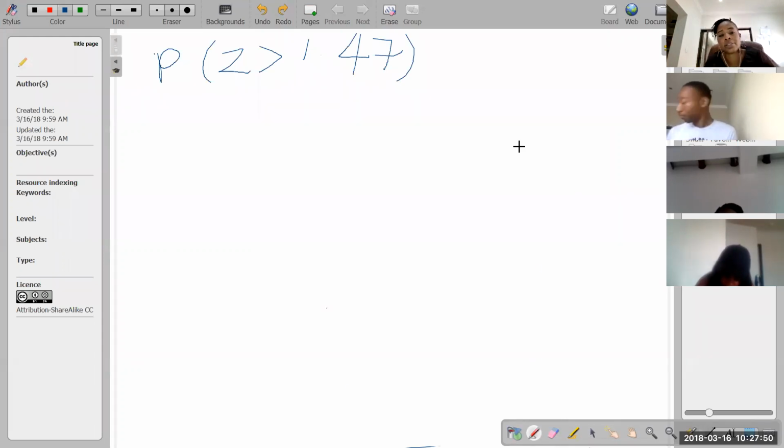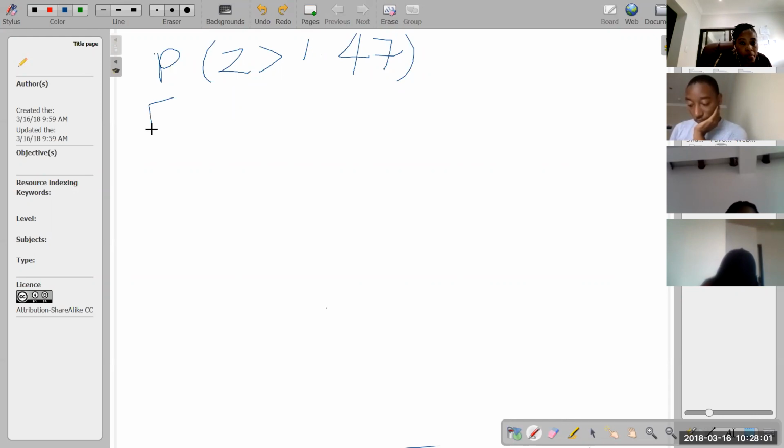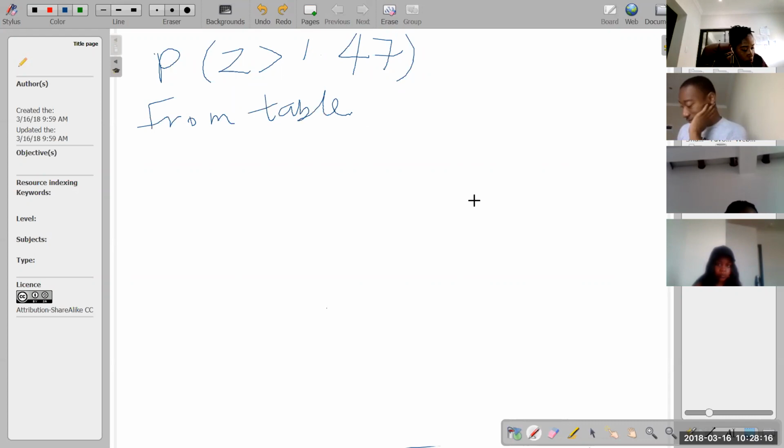So we need to go to our table. Now you see the word Z. That means your Z has been calculated, and it's 1.47. So from the table, 1.4 under 0.07 will give us 0.4292.